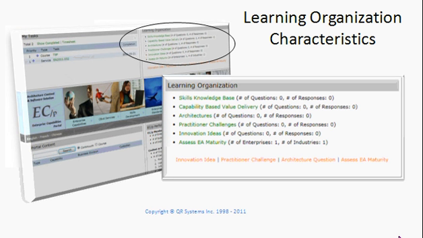And to support this whole enterprise architecture process, we have an integrated EA maturity framework. You can assess your own enterprise architecture process maturity, and compare that against other people in the industry or other industries.